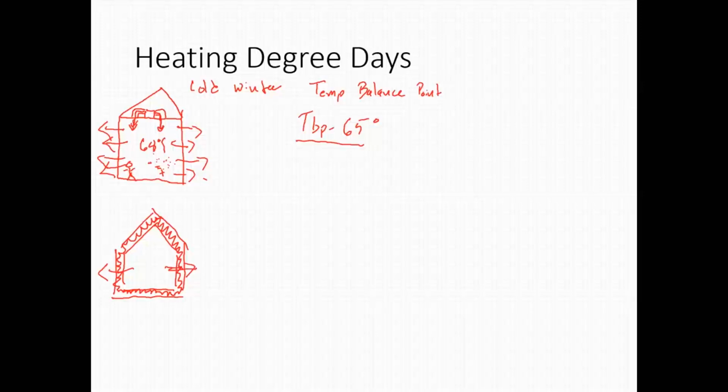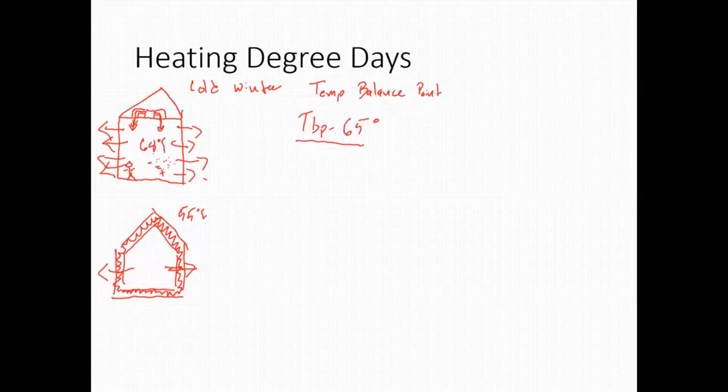So, when you have high levels of air sealing, you're not going to lose as much heat through that. And you have higher insulation, there's a higher resistance to heat flow across your envelope, right? So the balance point for this building could be 55 degrees Fahrenheit or something like that. But a typical house, the balance point's 65. And that's what we're basing our heating degree days off of.